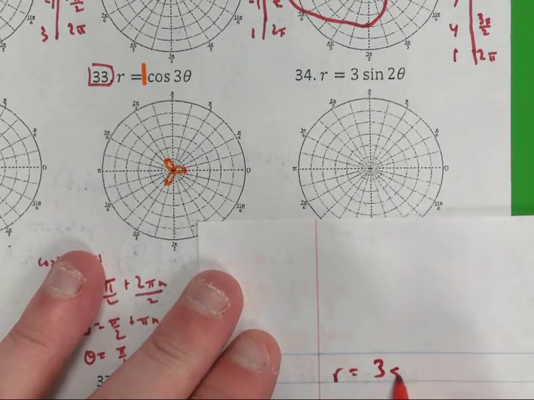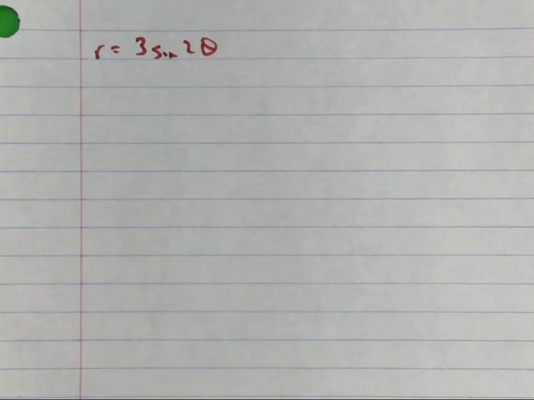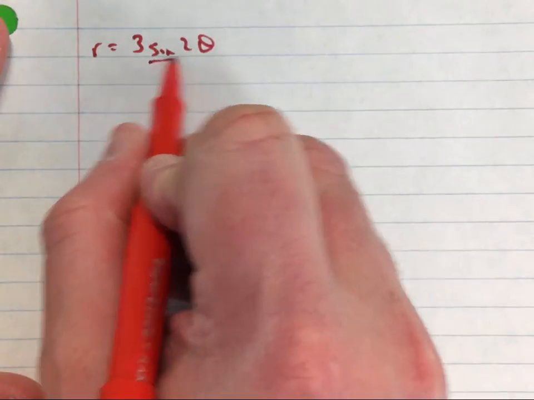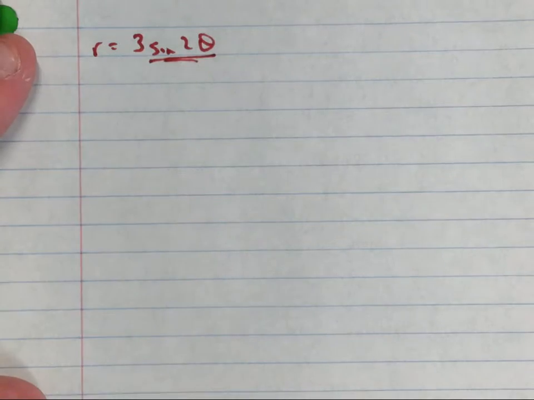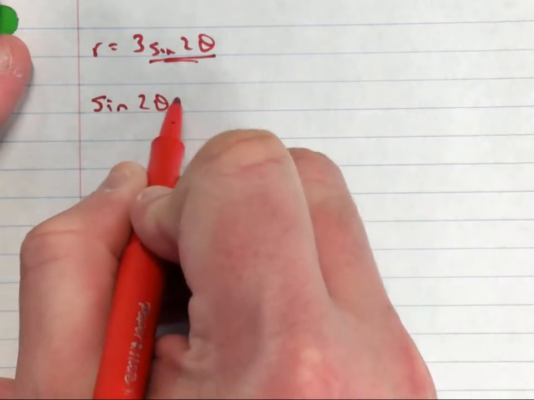r equals 3 sine 2 theta. There's the problem. We're going to look at just this part right here. We're not worried about the 3. We just know that's the ring you're going to go out to. So since this is even, I'm going to set up 2 equations.